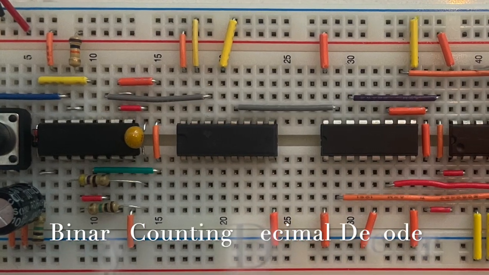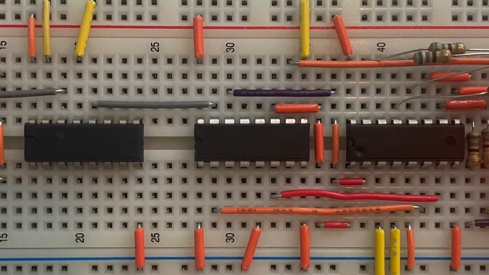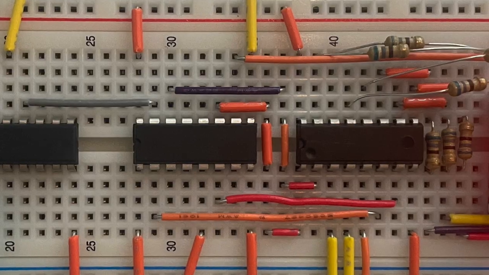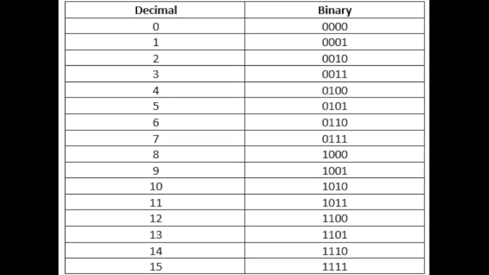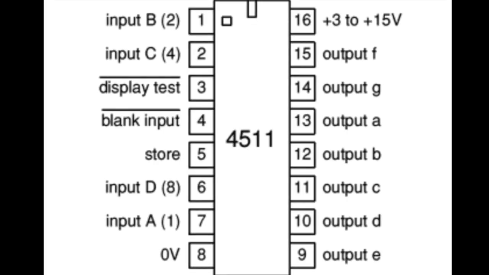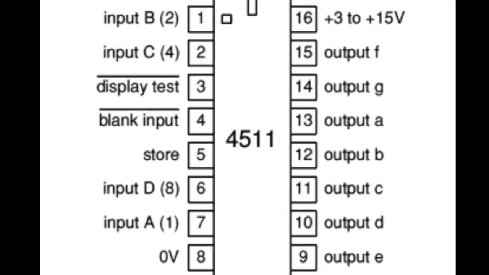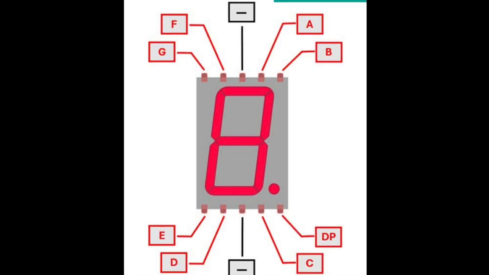The 4511 is a BCD to 7-segment driver chip. It takes the 4-bit binary output from the 4510 counter and decodes it into a format that can directly control a 7-segment display. Each combination of binary input corresponds to a decimal digit 0 through 9, and the 4511 translates this into the right pattern by sending signals through the display pins labeled A through G. These outputs are directly wired to the corresponding inputs on the 7-segment display.